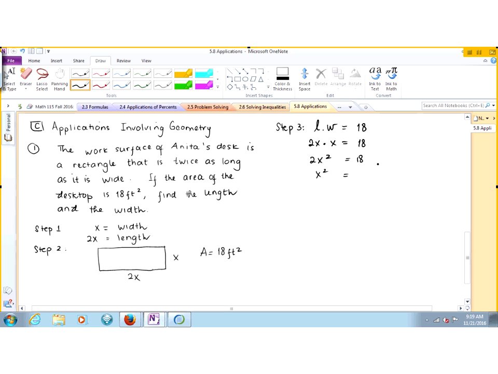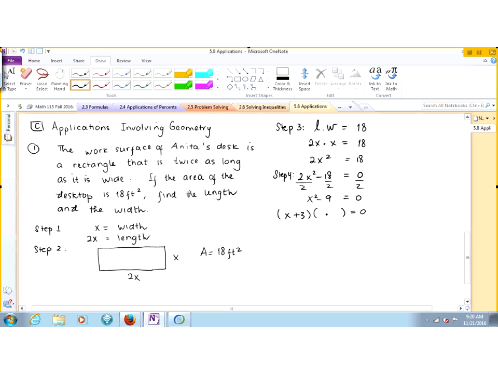Do you want to bring it to one side? Yes, let's do it in standard form. 2x squared minus 18 is equal to 0. So standard form. Okay. Then what? Divide by 2. So you have x squared minus 9 is 0. Is it factorable? Yes. Oh, by the way, this is step 4, right? And we solve.